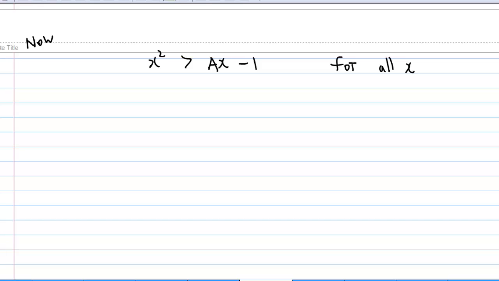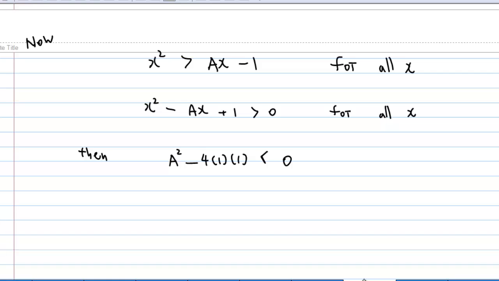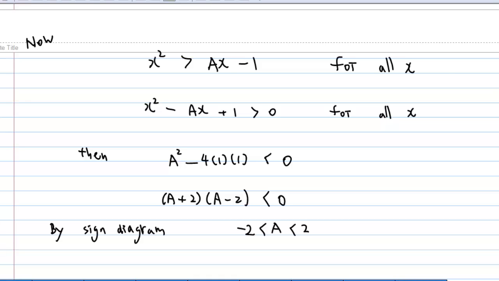For our problem, x squared is greater than a times x minus 1 for all x. So x squared minus a times x plus 1 is greater than 0 for all x. So a squared minus 4 times 1 times 1 must be less than 0. After factorizing, we have a plus 2 times a minus 2 less than 0. Using the sign diagram, we achieve a between minus 2 and 2.